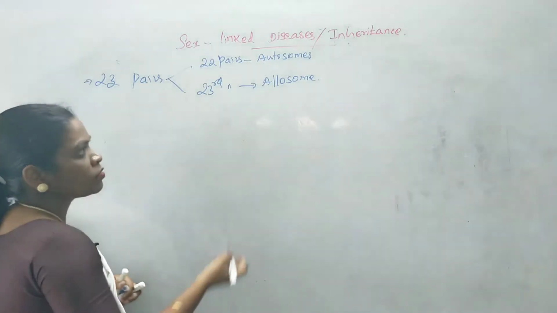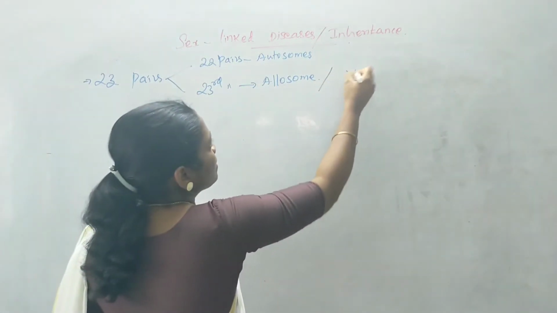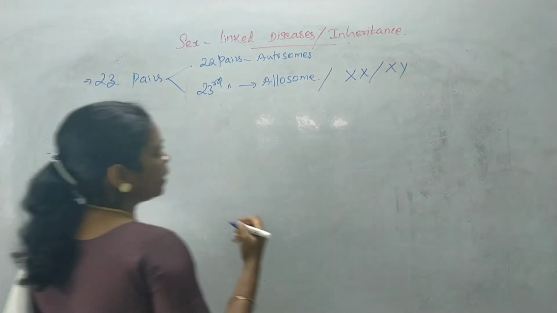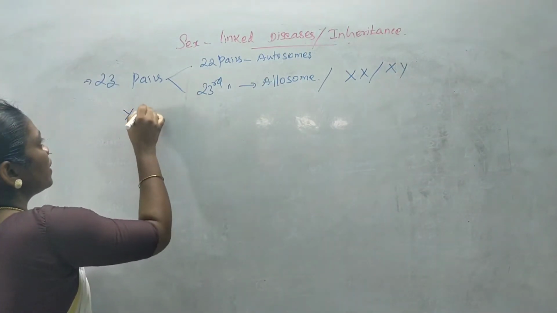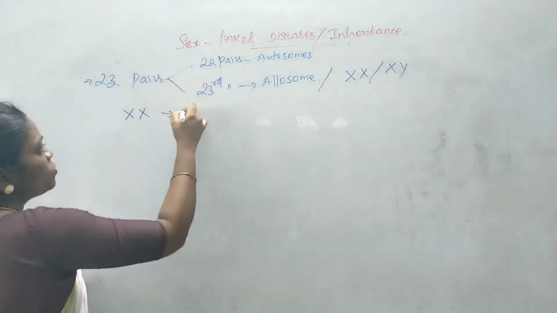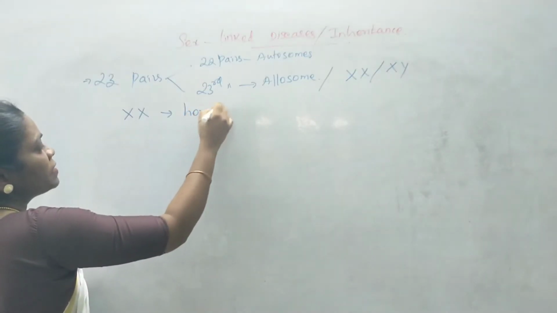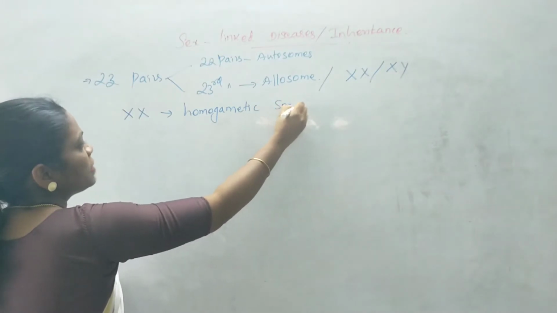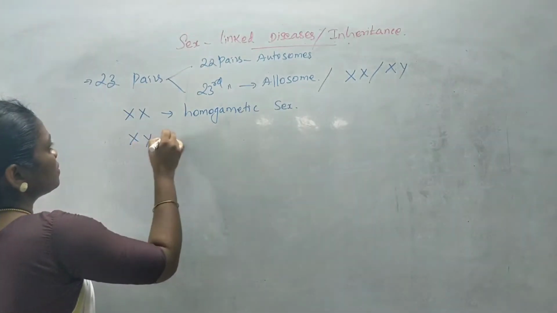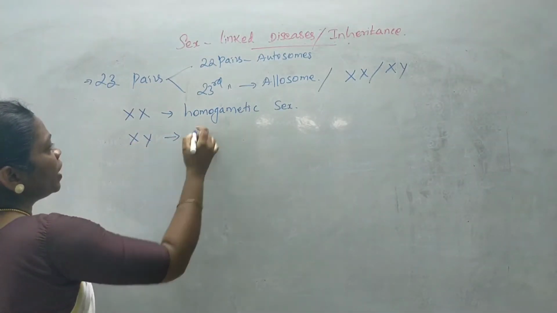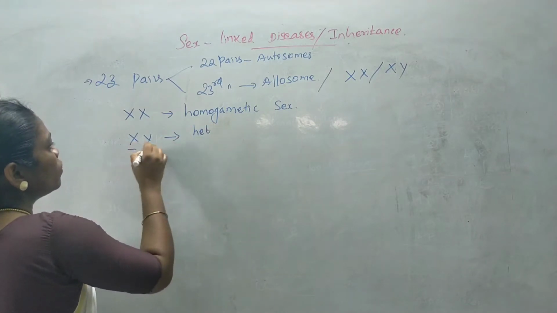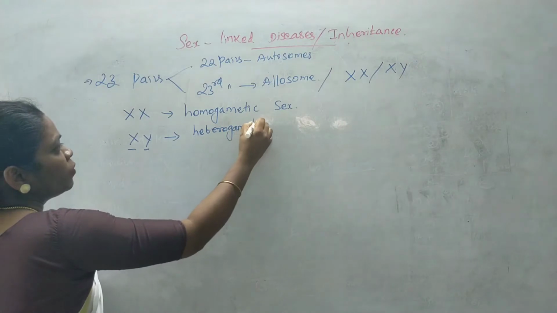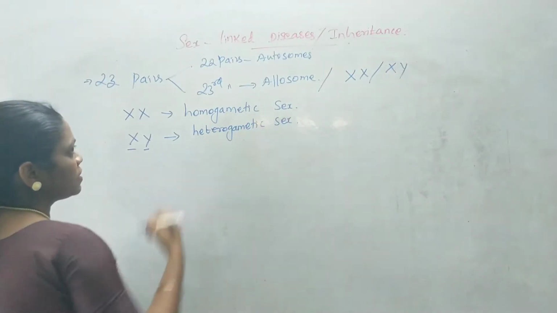These allosomes or sex chromosomes are nothing but XX in case of female and XY in case of male. The female has 2 X chromosomes, so she is known as the homogametic sex. The male has 2 chromosomes, that is X and Y. So these two are totally different, so they produce different types of gametes. That is why they are known as heterogametic sex.